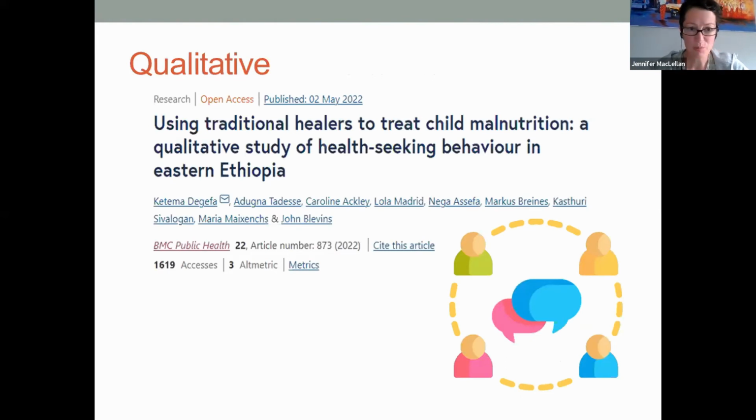So I just wanted to show you two beautiful qualitative studies to show you just the strength of one, finding the gap and asking the question, but also what you can learn from doing qualitative research. This one, using traditional healers to treat child malnutrition, a qualitative study of health-seeking behaviour in Eastern Ethiopia. So in this context, the health professionals were seeing mums bringing their young children, their under fives, into the health centre with very severe malnutrition. And they were asking, basically, why did you delay? Your child is almost unresponsive. Why didn't you come earlier?